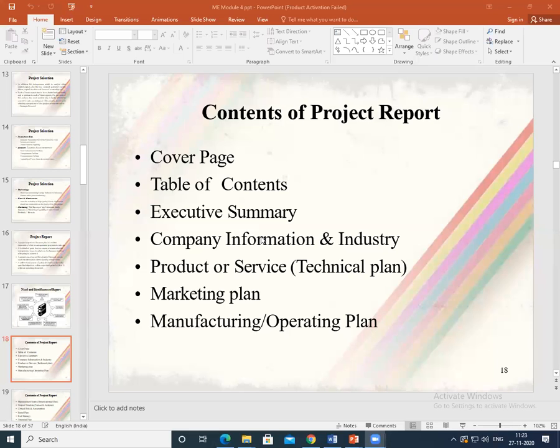Here are the contents of the project report. What should the project report consist of? It consists of a cover page, table of contents, the summary, that is called executive summary, the information such as the firm information, the technical plan, manufacturing and operating plan.